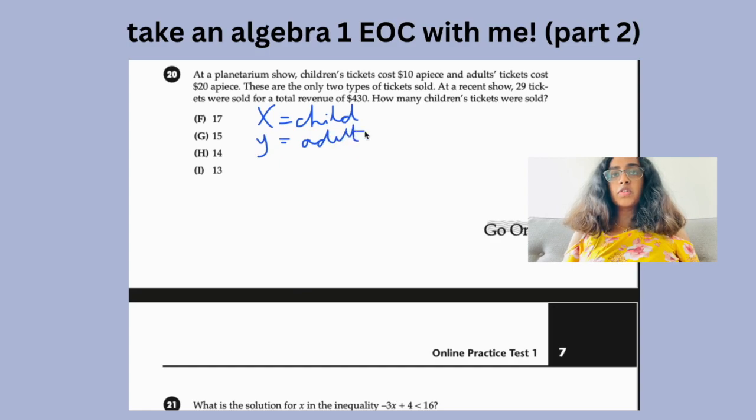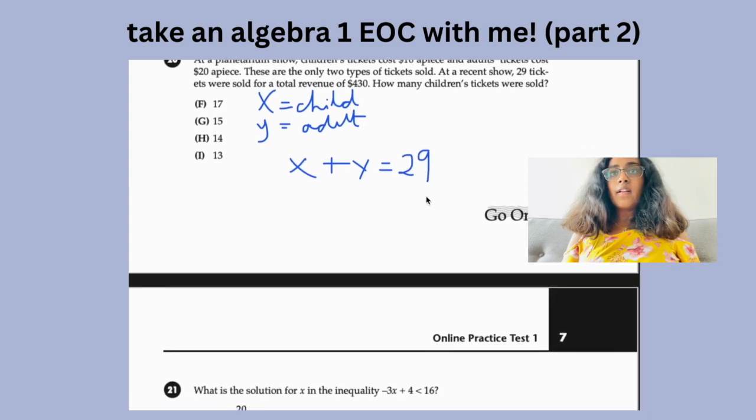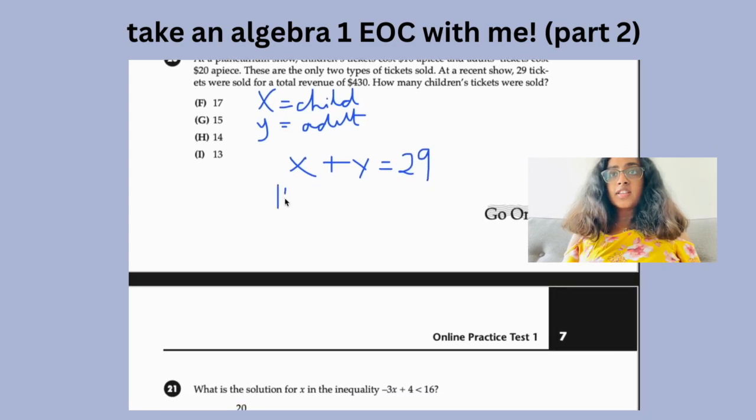Okay, so 29 tickets were sold. So x plus y just equals 29. And next we have children's tickets cost 10 and adults cost 20. Dang, I don't know why adults have to pay a lot more. But anyway, it has a revenue of $430. So how many children's tickets were sold?